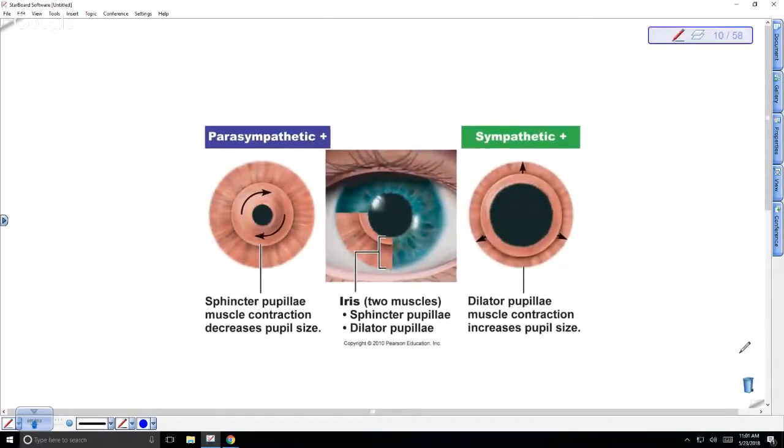Okay, so we talked about dilation and constriction, specifically when we're talking about the fight or flight, right? But when you dilate your eyes, you're letting in a lot of light. And so that can be bad because it could actually burn out your photoreceptors. So the pupil actually protects the eye from excessive light.